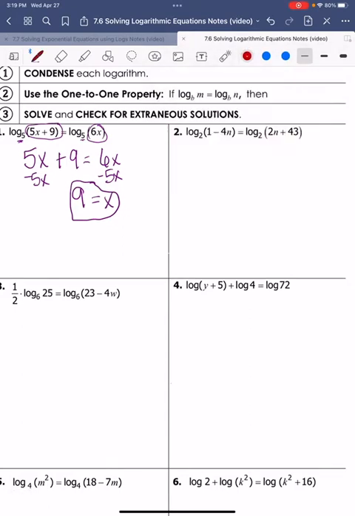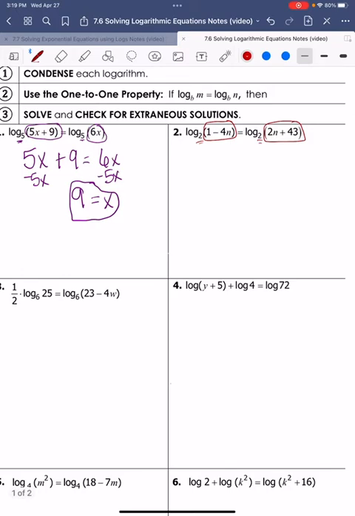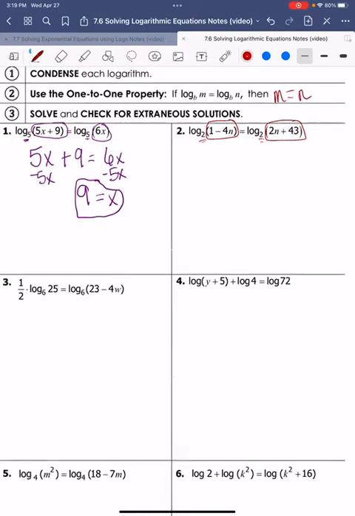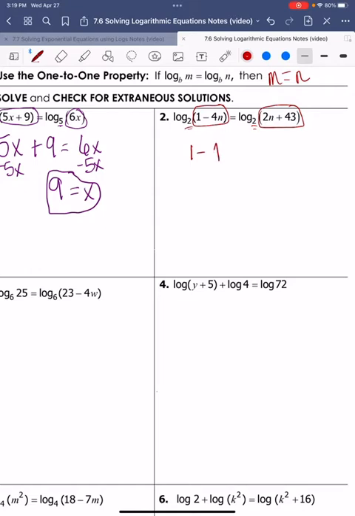All right, so the next example, they both have a base of 2. The argument 1 minus 4n, the argument 2n plus 43. Those must be equal. Equal base, equal argument. Oh, you know what? Right up here. I kind of skipped over that, didn't I? So 1 minus 4n equals 2n plus 43.